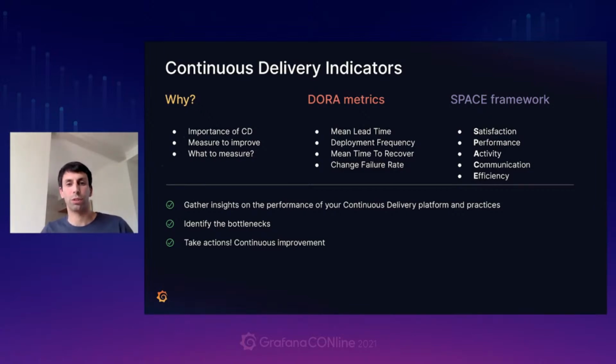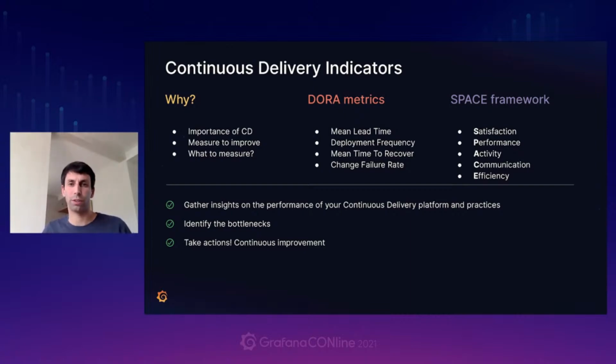In the industry, there are a few standards. The main one is the DORA metrics. DORA stands for the DevOps Research and Assessment Group. They define 4 key metrics: the mean lead time, deployment frequency, mean time to recover, and change failure rate. Basically, these 4 metrics are used to group every team and organization into different groups depending on your velocity and so on. It's a good way to see how you can compare yourself to the rest of the industry.